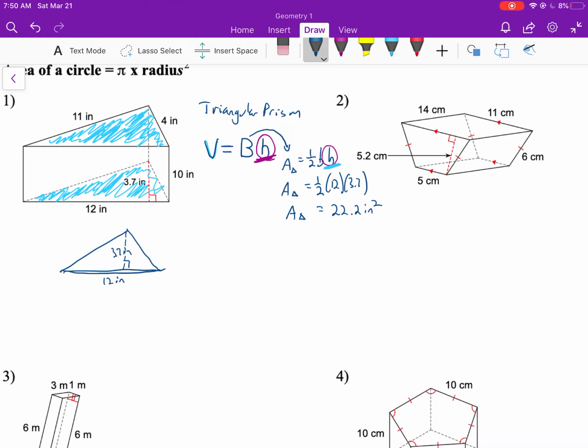All right, so we found the area of the base. Probably put this a little too close. Now we want to find our volume. So volume equals area of the base, which we just found. That's 22.2 times the height of the prism. So times 10, because here's the height of our prism. It's not the height of the triangle, it's the height of the prism. And that is times 10. And so volume is 222 inches cubed.